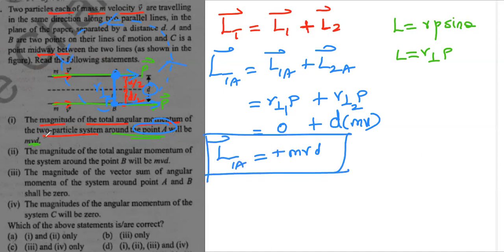So this is plus MVD, and what they're saying, the magnitude of total angular momentum of the two particle system is MVD. This is right. So the first one is correct. I hope this is clear. Okay, we have to check the next one. So I'm going to erase this. We are going to check the next one.